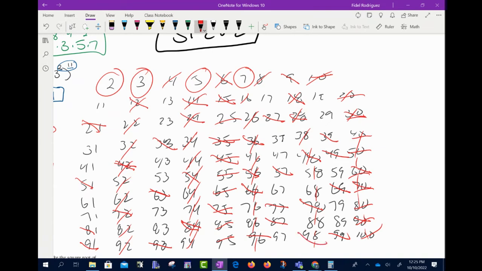Okay. And then what's the next prime number I have on my list? Oh, look, 11. So let's get rid of 22, 33, 44, 55, 66, 77, 88, and 99. The next number on my list, y'all, is 13. So I'm going to get rid of 26 and 39 and 52 and 65 and 78 and 91.